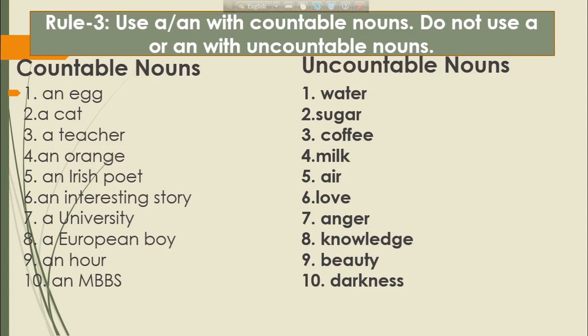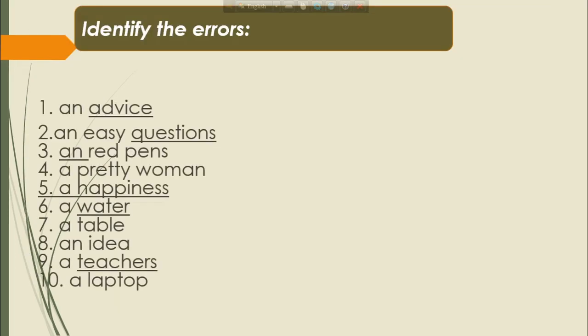We can say an egg, but we can't say a water, because water is an uncountable noun. We can say I drink water, but we can't say I have 4 waters. This doesn't make sense. So here you have some examples. Try to find out the errors in these examples. Pause the video, think for a while, and try to identify the errors.